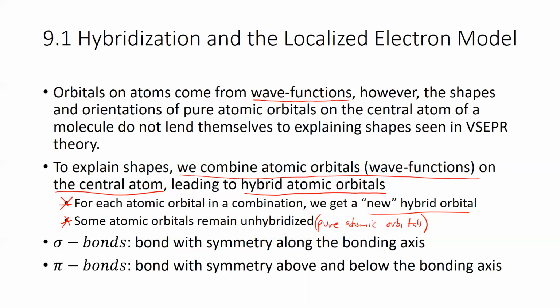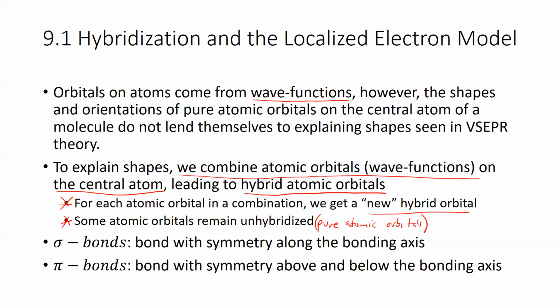Now, as we're looking at the bonding, though, there are going to be two types of bonds that we're going to see. Okay, so when we think about bonds, remember we have to have orbitals that overlap, and we have to share a pair of electrons in the region where those orbitals overlap.